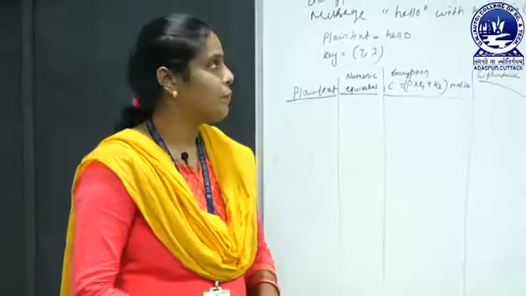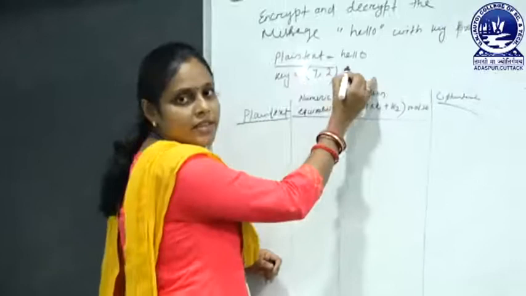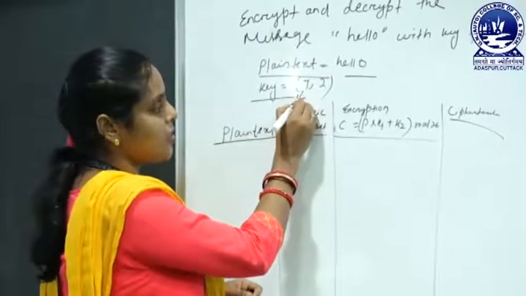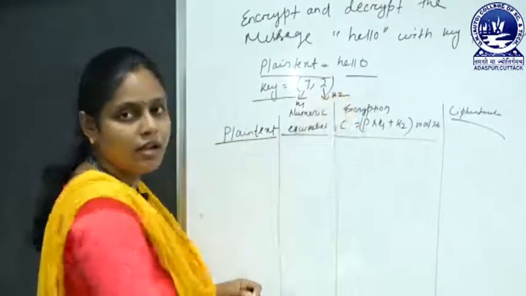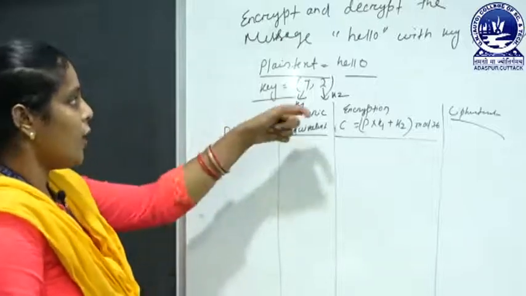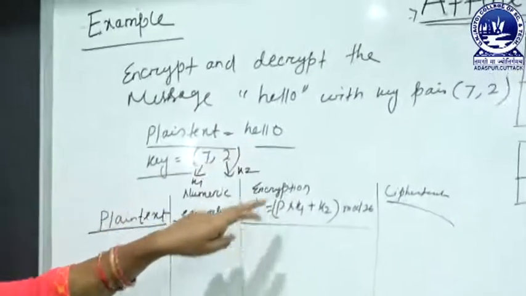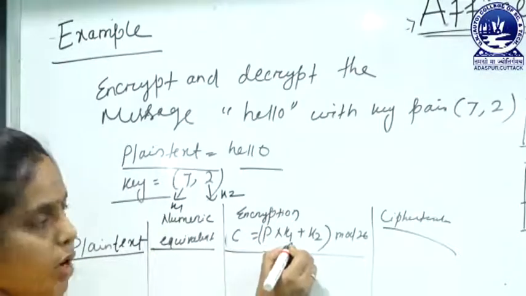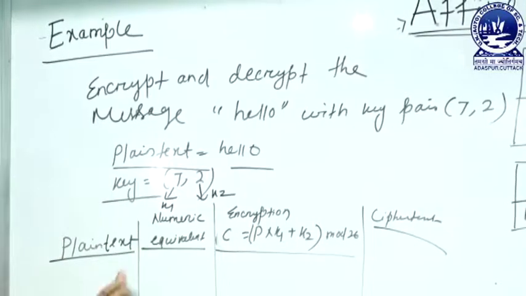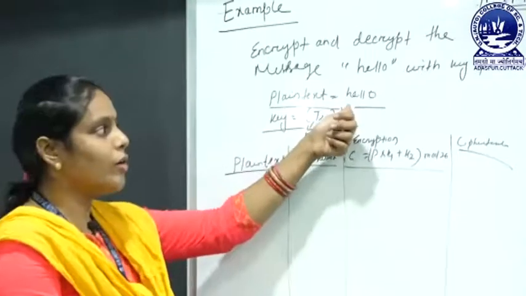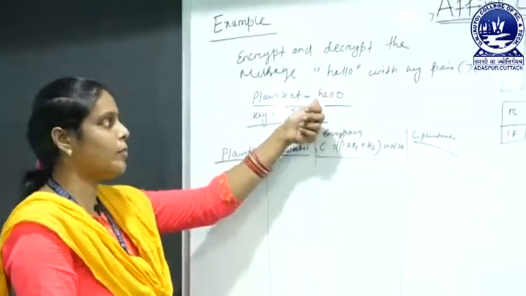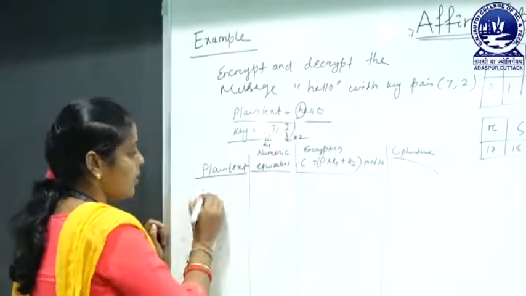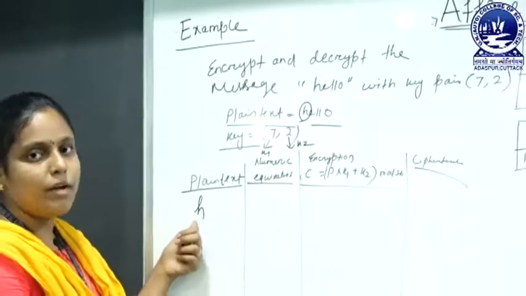Now take one example. In this example, the plain text is hello and the key pair is 7 and 2. Here 7 is the first key, that is K1, and 2 is the second key, that is K2. Now we encrypt this plain text by using the encryption algorithm of the affine cipher, that is C equal to (P into K1 plus K2) mod 26. When we want to encrypt this message, first of all we have to take the individual alphabet of the plain text. The first alphabet of our plain text is H.